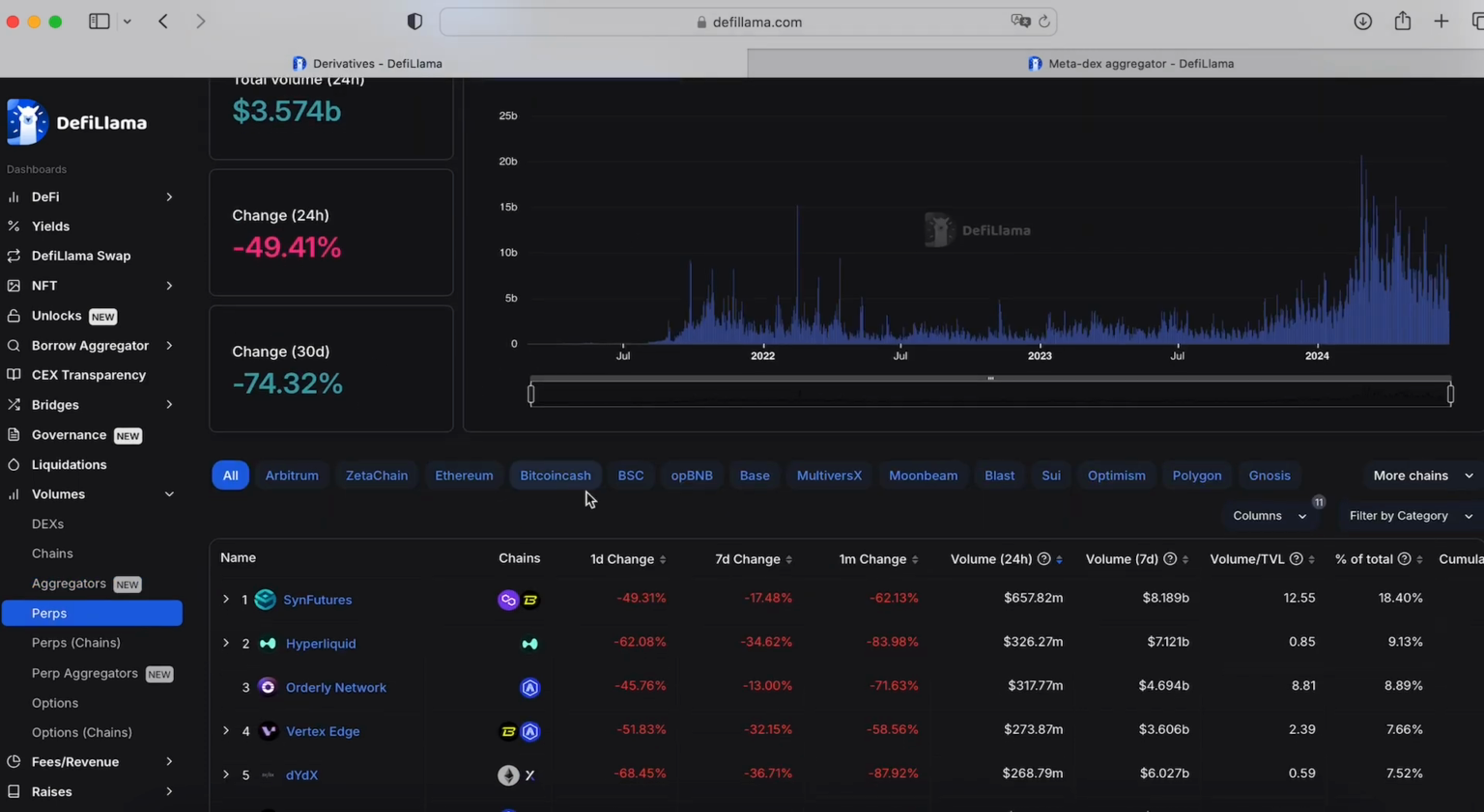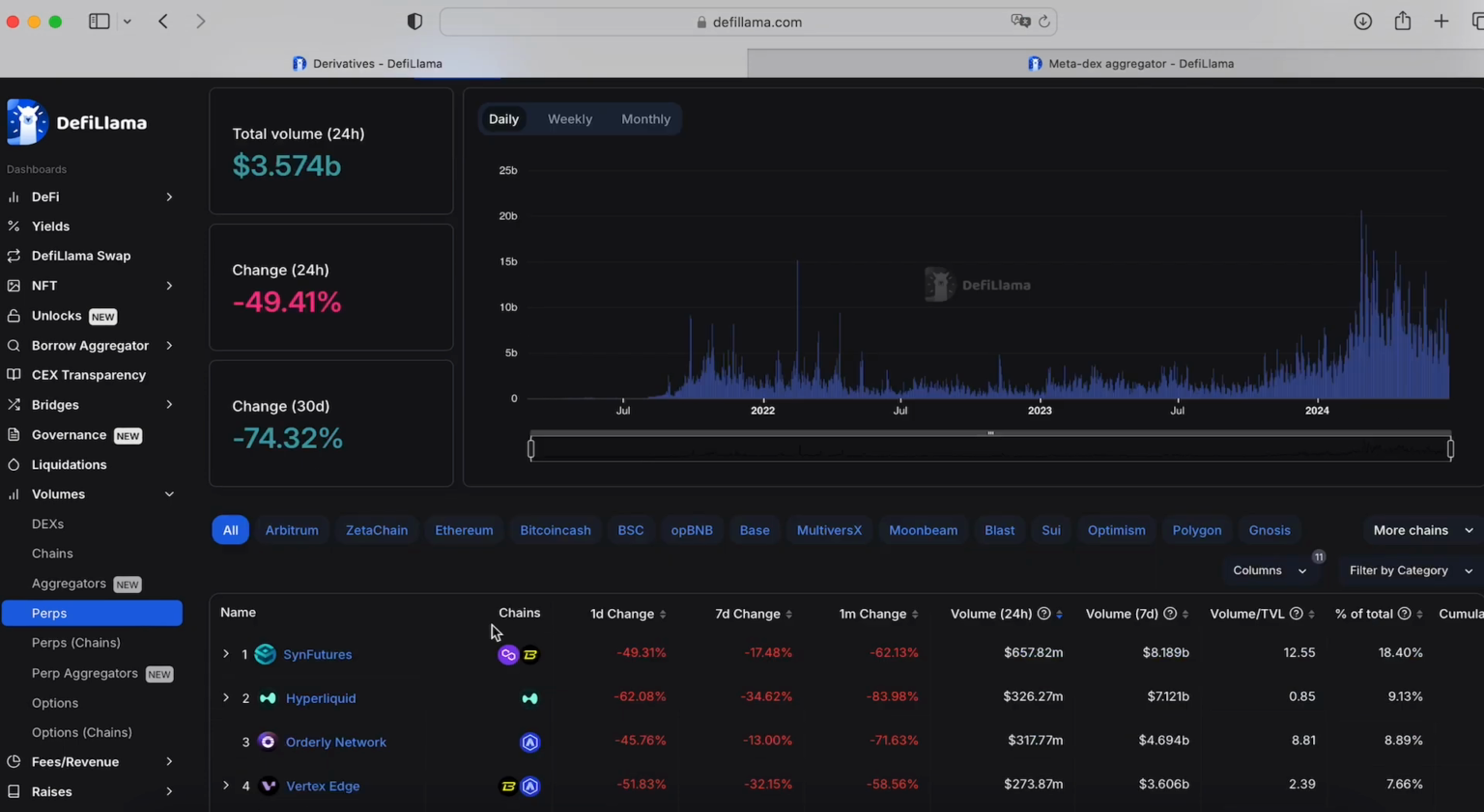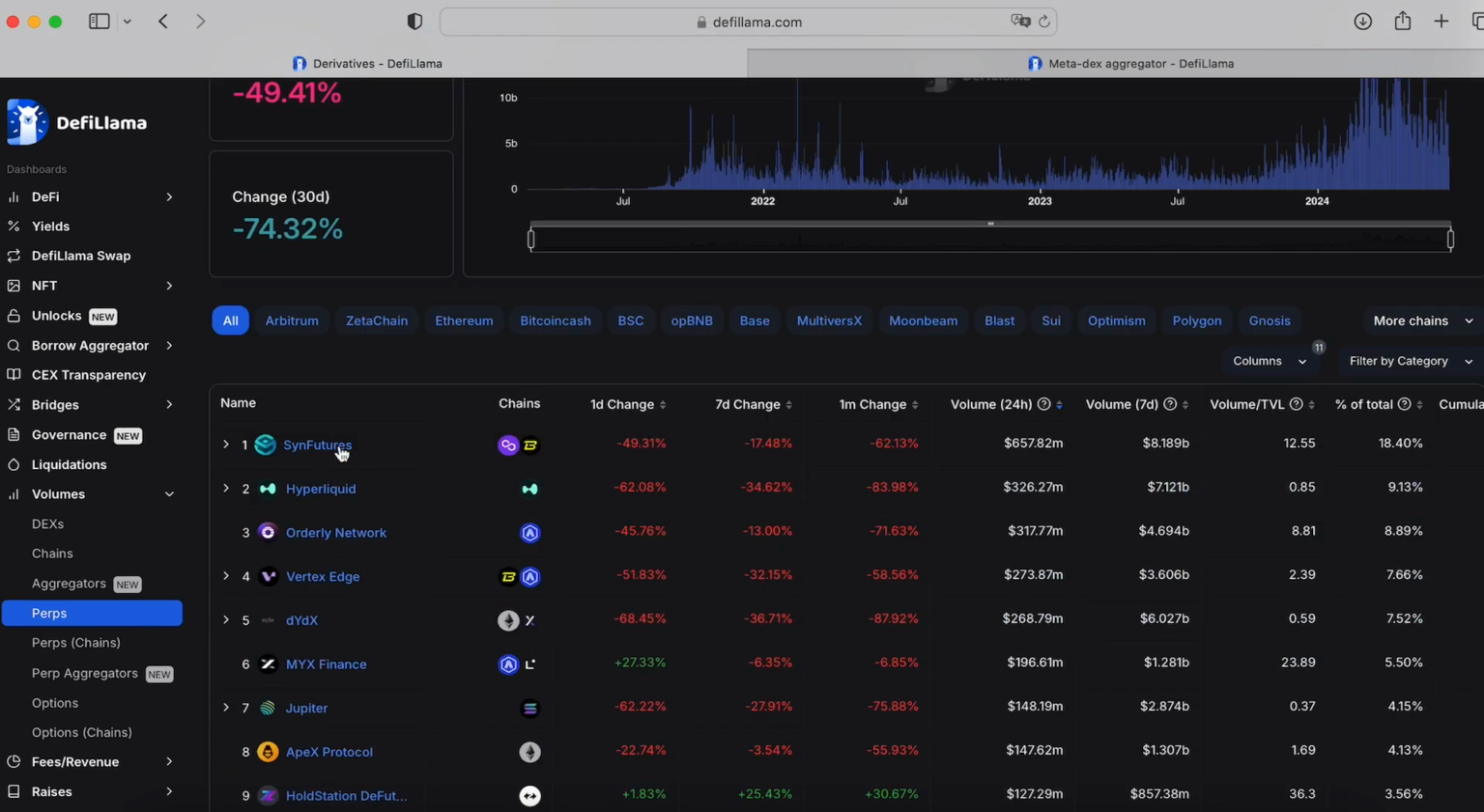Remember the hype around DYDX? And yes, I still believe in DYDX, but take a look. The SYN futures are now in the top with 657 million volume, and DYDX is only in 5th rank with 268 million. It's a big difference. Even the brand new Hyperliquid has now outperformed DeFi. No hate to DeFi, but guys, marketing is not always the main driver of success.